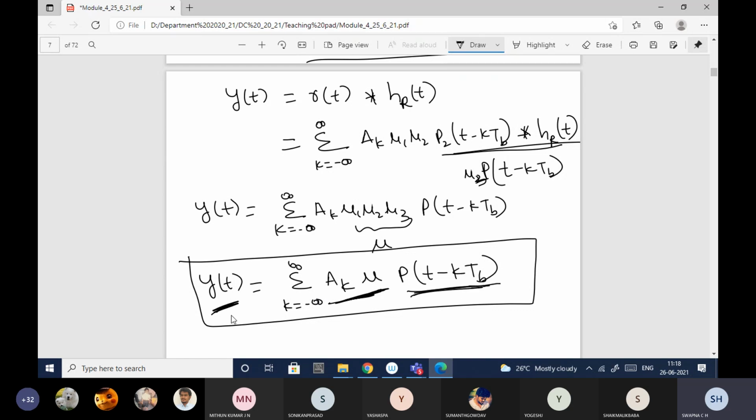If you observe this, your y of t depends purely on this function p of t minus kTb. It will again be nothing but the pulse only, but y of t depends on this pulse. So you need to design this pulse p of t properly so that your output will be fine, in the sense that you'll be able to estimate the correct output.